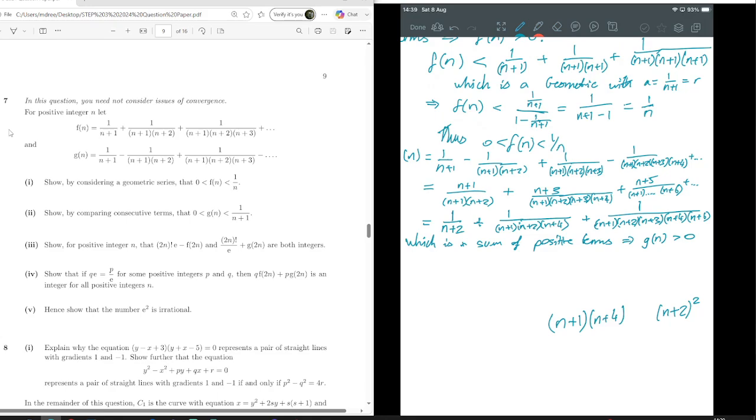I want to make the denominator smaller, so I want to show that. And if I do expand these out, this is n squared plus 5n plus 4, and this is n squared plus 4n plus 4, which is indeed true. So I'm going to say, notice that n plus 1 times n plus 4, which is equal to n squared plus 5n plus 4, is bigger than n squared plus 4n plus 4, which is n plus 2 squared.